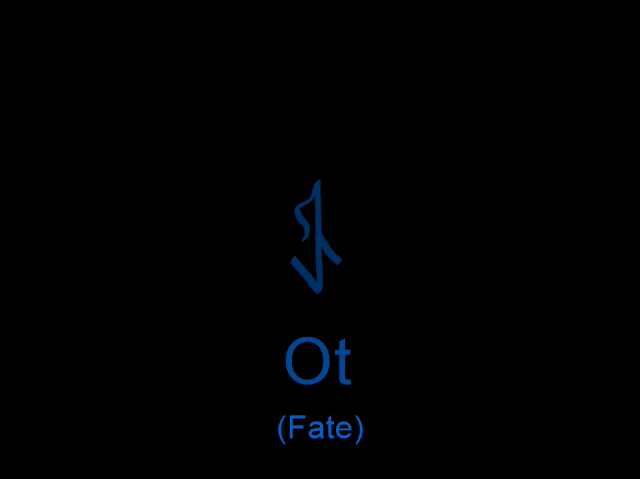Then comes the letter ot. This has a meaning of fate and is used in words that involve automation, accidents, happenstance, and spontaneity. It can also be used to describe the origin of creation.